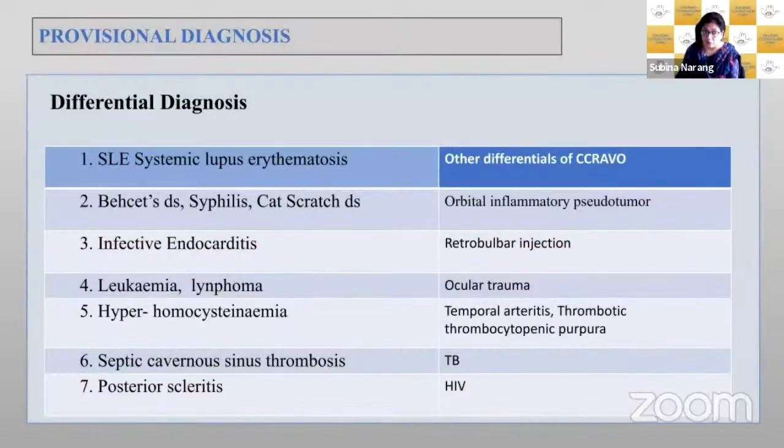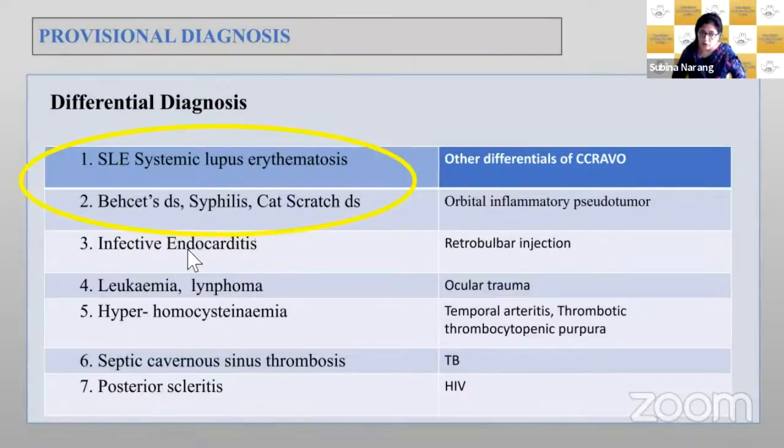So this was a very unusual case, bilateral loss of vision. We thought of the differential diagnosis. There are few case reports of combined retinal occlusion. We limited our diagnosis to something like she was having an inflammatory reaction in combined occlusion. So our possible diagnoses were systemic lupus erythematosus, it could be Behçet, syphilis, cat scratch disease. Combined retinal vessel occlusion has been reported in all these diseases with inflammation.